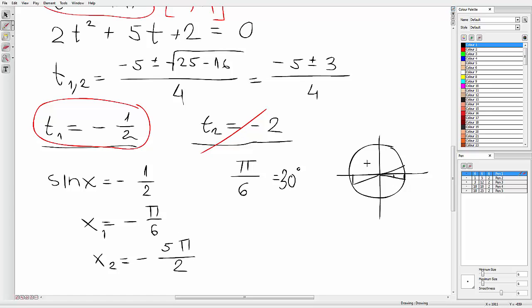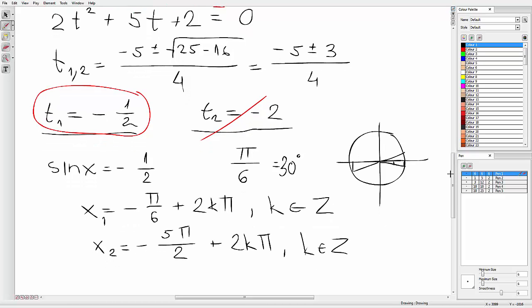And since sine x is a periodic function with a period of 2 pi, we just add plus 2k pi, where k is an integer, and same thing right here, where k is also an integer.